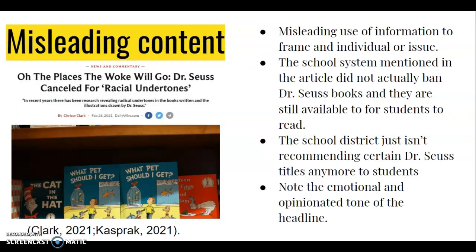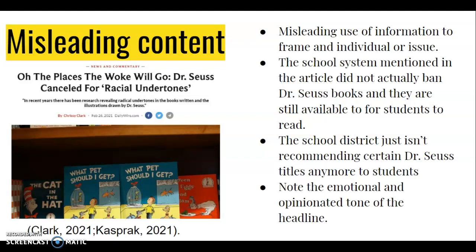So we're going to talk about a more common form of misleading news, which is misleading content. Misleading content is when information is framed a certain way and usually taken out of context to frame an individual or issue.